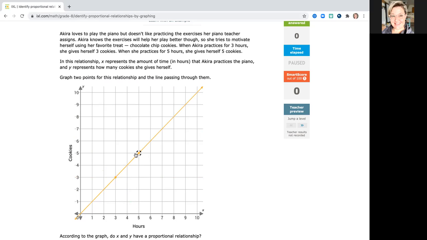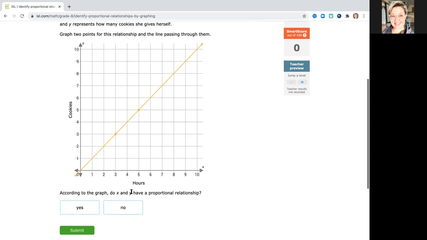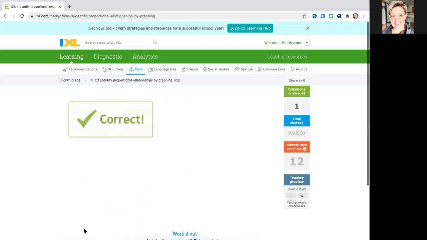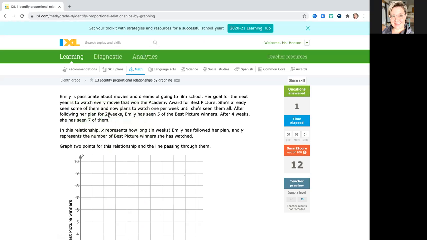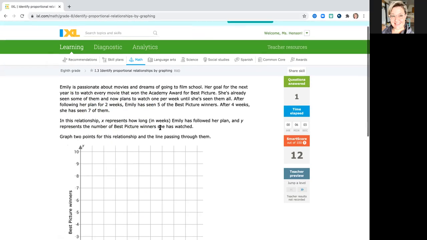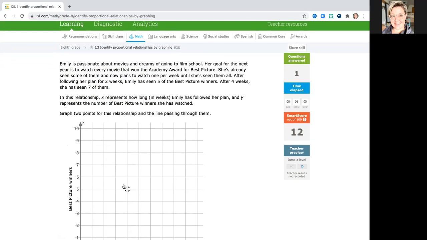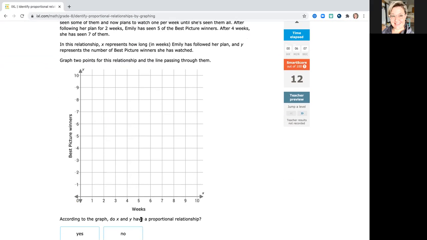So we have to plot those 2 points, and then we can go down and say if they have a proportional relationship, and the answer is yes. So you should be able to go read through the story problems, and then you do the graphing, and then decide whether or not it's proportional. Remember, if it's not proportional, it will not intersect 0 and go consistently upward.